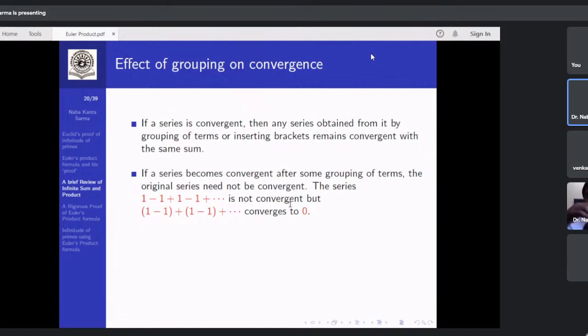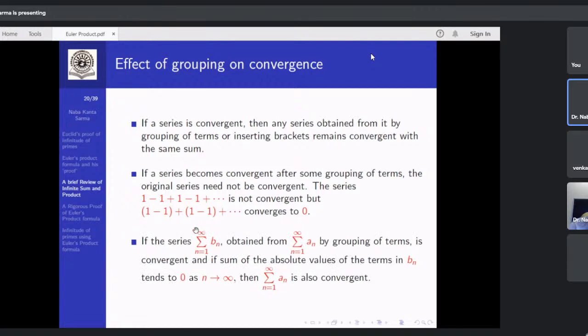So in a random series, where we do not know whether the series converges or not, we are not allowed to put brackets at will. But as soon as we know that the series is convergent, then a general theorem is there: you can put brackets, and the sum will not be affected.